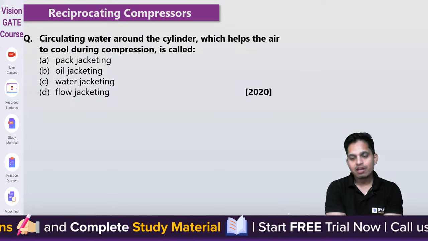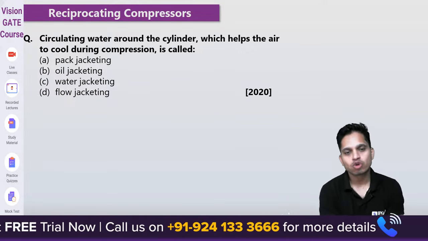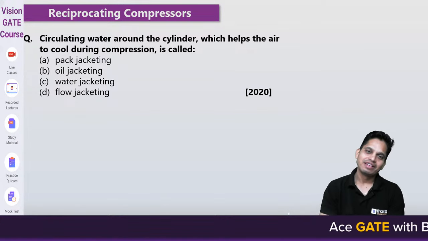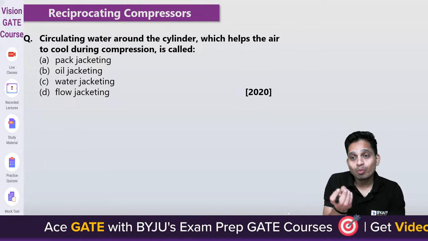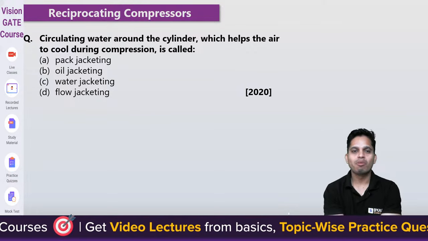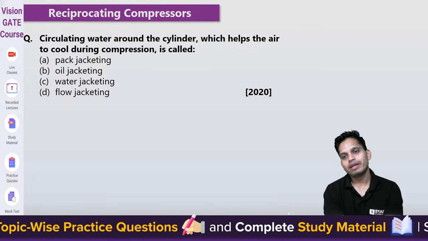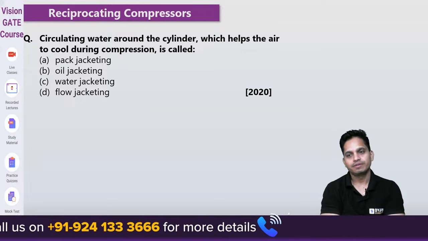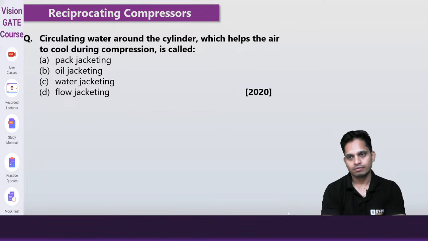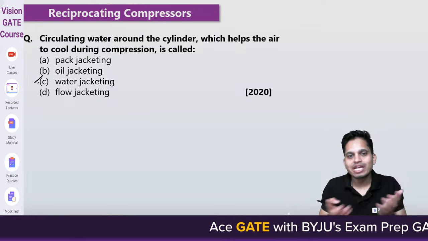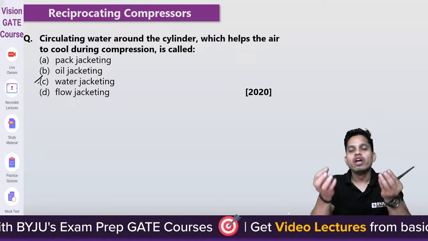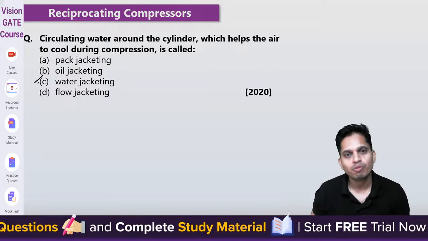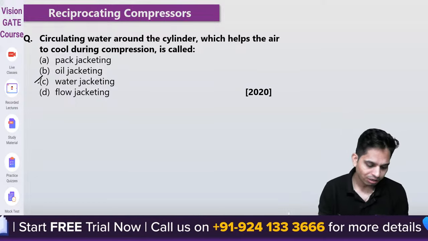Circulating water around the cylinder which helps the air to cool during compression is called what? We have a jacket. I have told you the answer. We have circulating water around the cylinder that is used to maintain. Yes, no problem. I don't know. You can check the lectures that I have taken. But I don't know, because that is in the ESC batch. Yes, water jacket. So there is a jacket around the cylinder and it has water in it. Its work is to reduce the temperature. If the temperature goes beyond the design limit, it will absorb the heat to maintain it. It's not on YouTube, it's in the app. Okay. So water jacket.